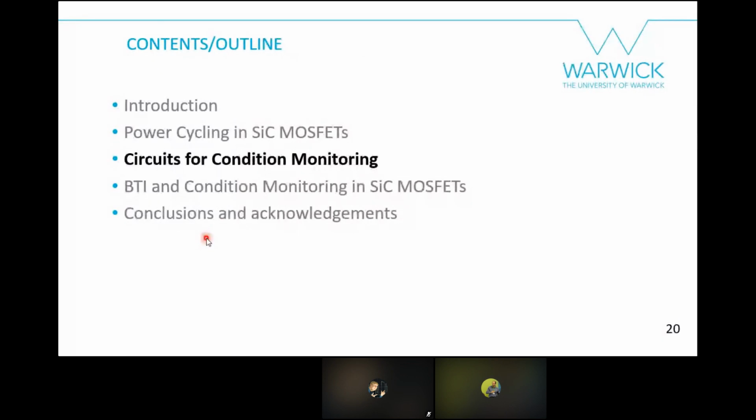So after explaining this, let's start with some circuits for condition monitoring. Here we are using the on-state voltage to monitor temperature, but there are more parameters that you can use for monitoring the state of the device. You can use different circuits, different topologies, different parameters. I'm going to cover some of the most common in this section.